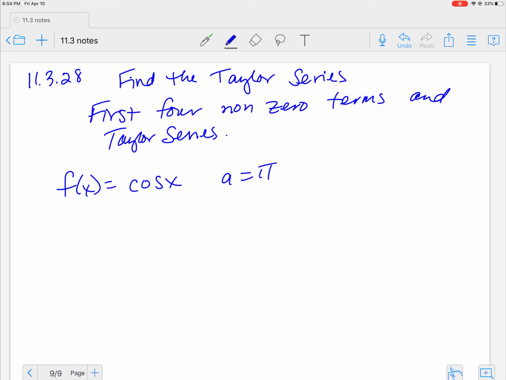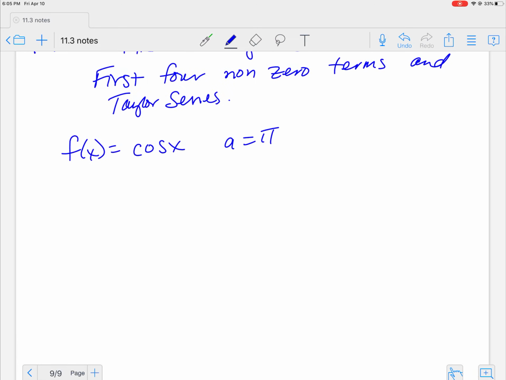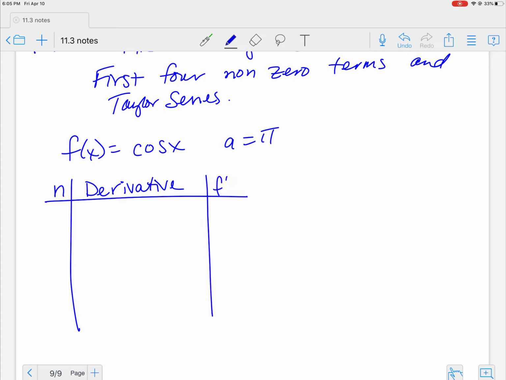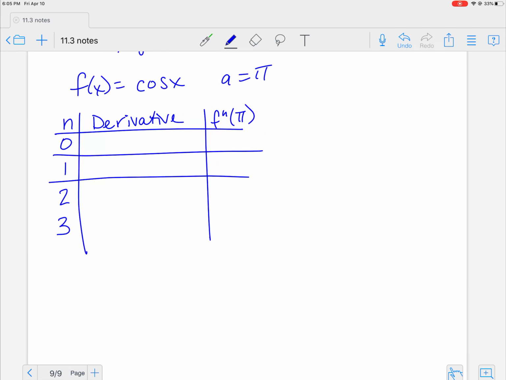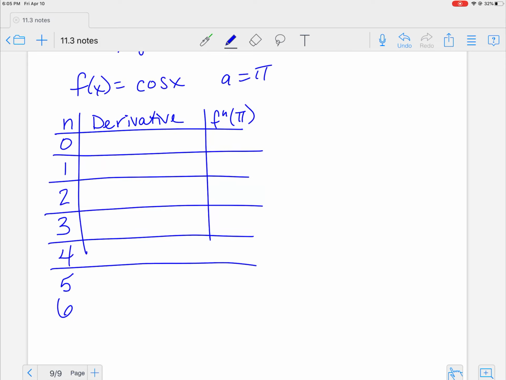As I'm looking back through here, that changes things up a little bit. Anytime you're centered at something other than 0, you cannot use those Maclaurin series, because that shifting, being centered at something else, affects it. But with cosine here, the first four non-zero terms are not going to be as easy. So we're going to have to do several. 2, 3, I don't know, take it down to 6. Is that what we did before? 4, 5, 6. Let's try that.